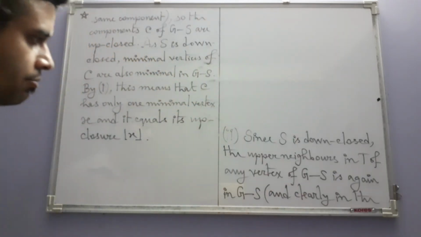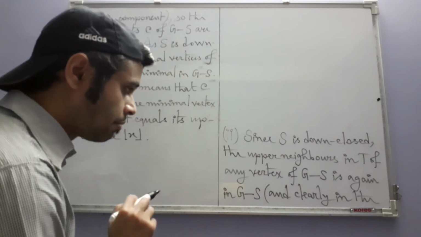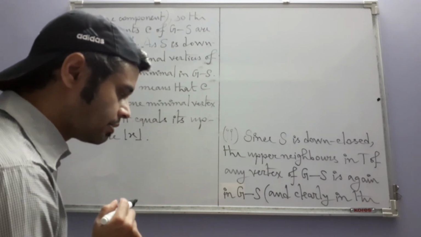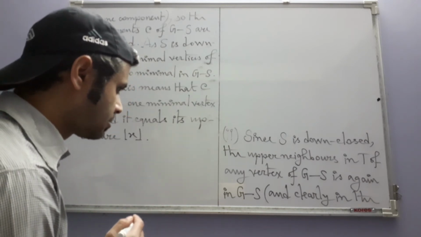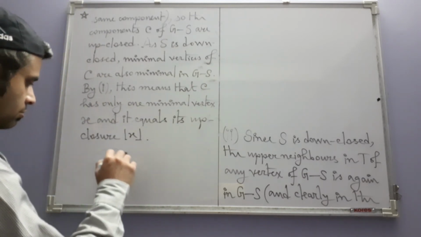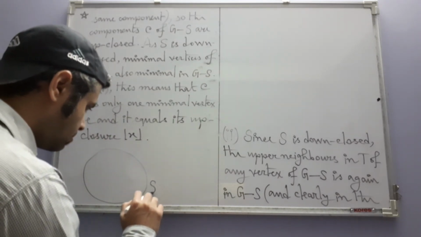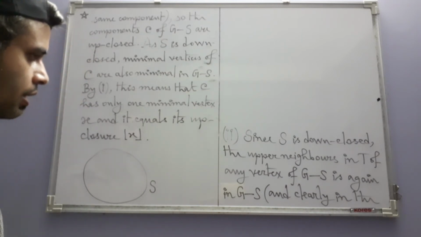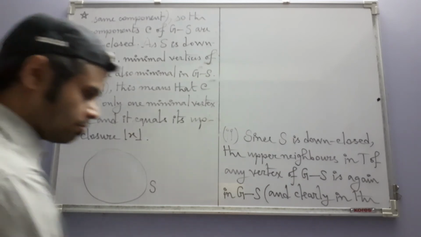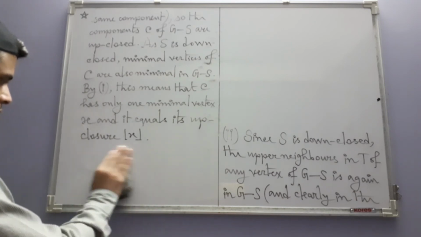So what we are saying first, since S is down closed, the upper neighbors in T of any vertex of G minus S is again in G minus S and clearly in the same component. So this is our S. The upper neighbors in T of any vertex in G minus S. Okay, so what we are talking about is G minus S.